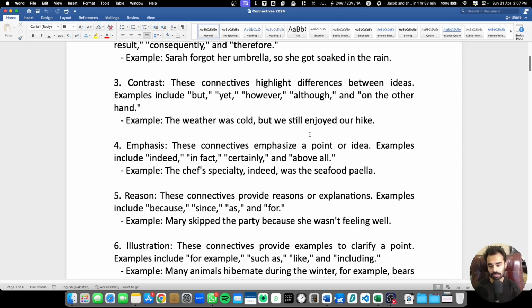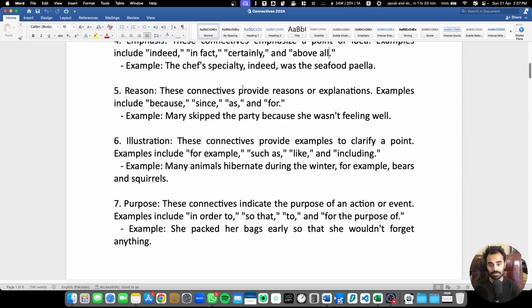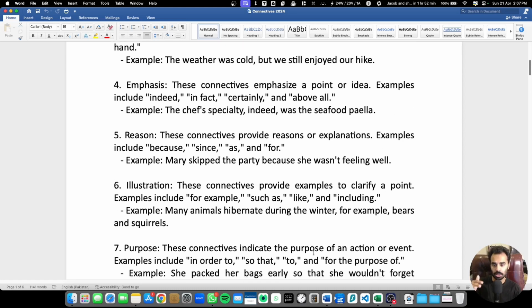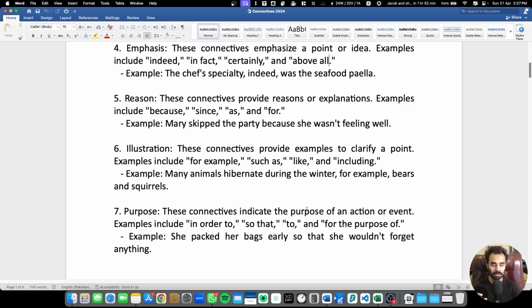Okay, so now let's talk about the reason. These connectives provide reasons or explanations. Examples: because, since, as, for. So you see the reasoning one and the contrast one, or I should say, the reasoning one or the cause and effect one. Some of them are quite overlapping, so you might find it a little bit difficult to compare them, but you don't need to compare them. Let's not get into that.